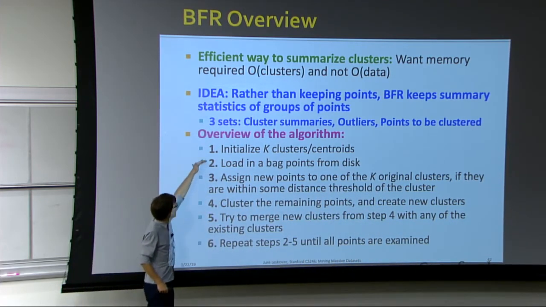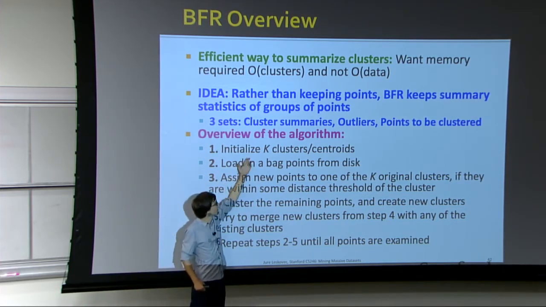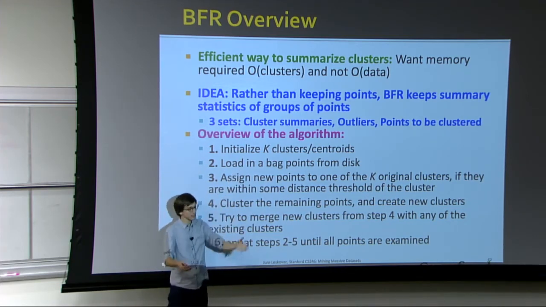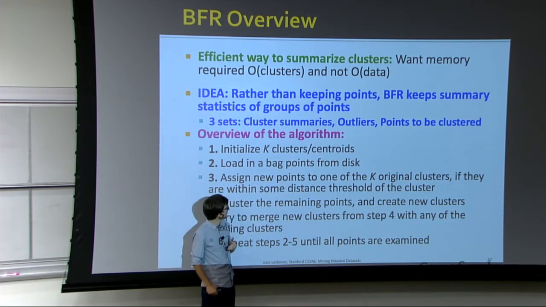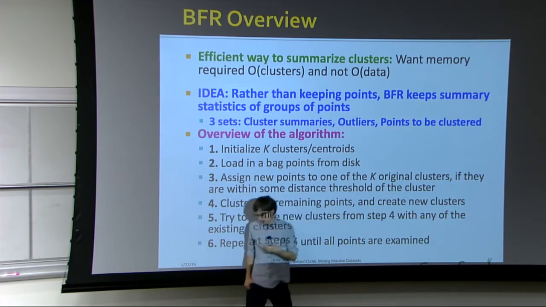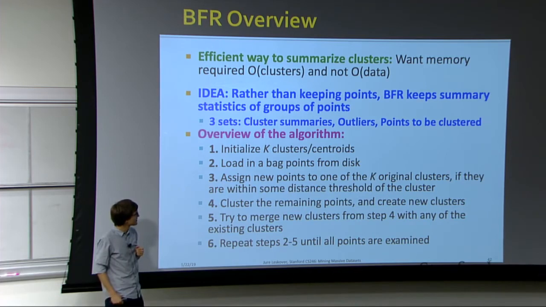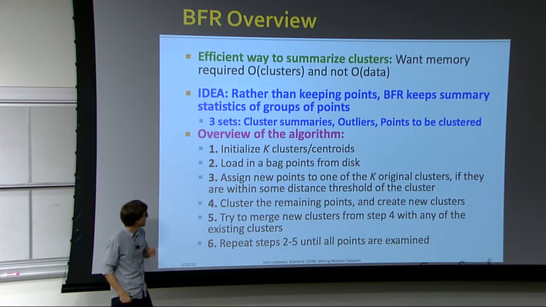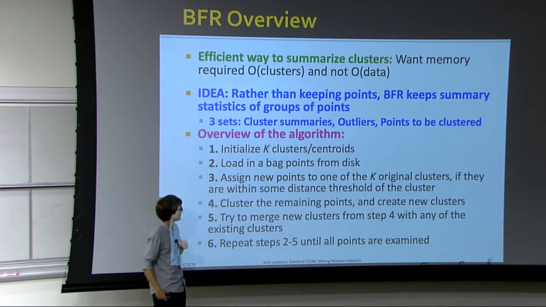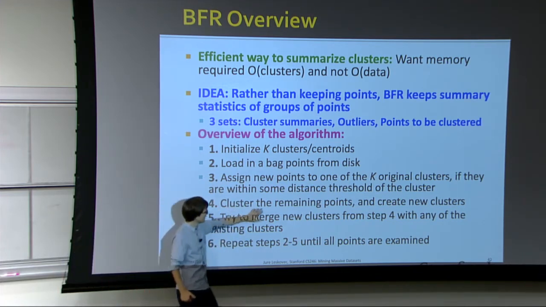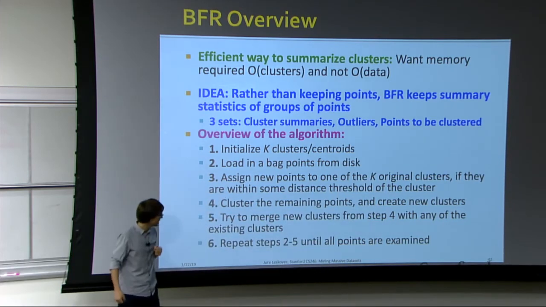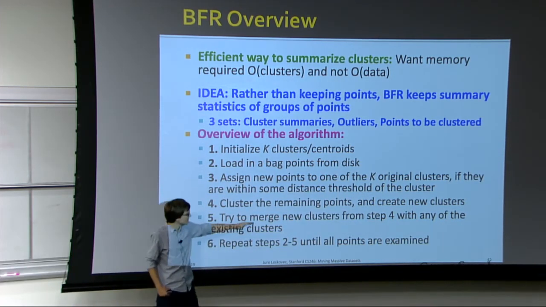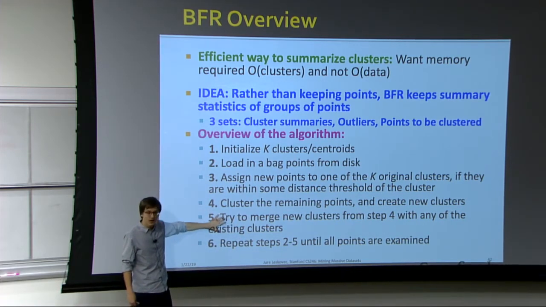Okay? And then the algorithm will have the following five steps. We will initialize the k cluster centroids. We will then repeatedly load a bag of points from the disk. When I read a new point, I will do one of a few things. I can decide to assign that point to one of the k nearest clusters if that point is within some distance threshold. But I can also decide not to assign the point to a cluster. If I decide not to, I will take all these unassigned points and cluster them by themselves to create new clusters that maybe I haven't initialized yet. And as I create new clusters, I can either decide to merge them with one of the existing clusters or keep them on the side.